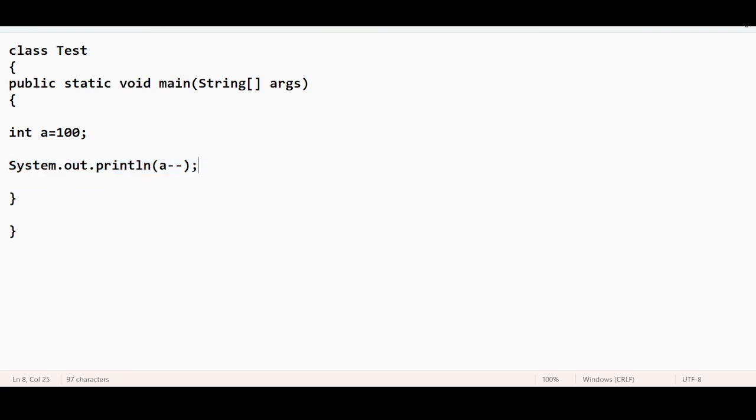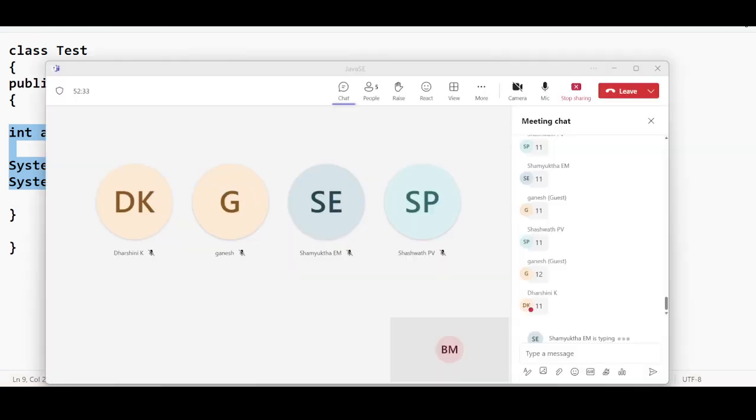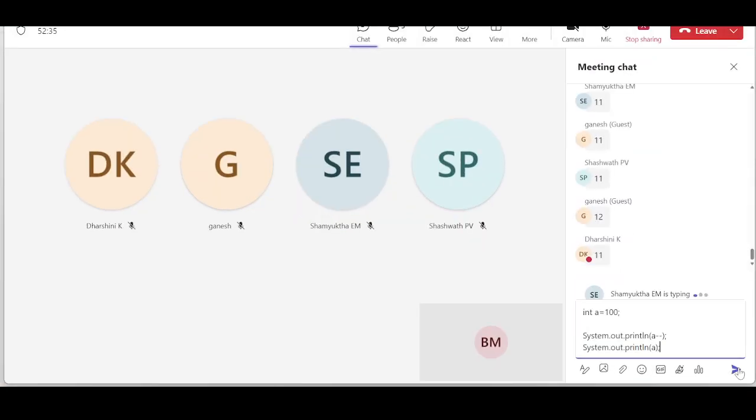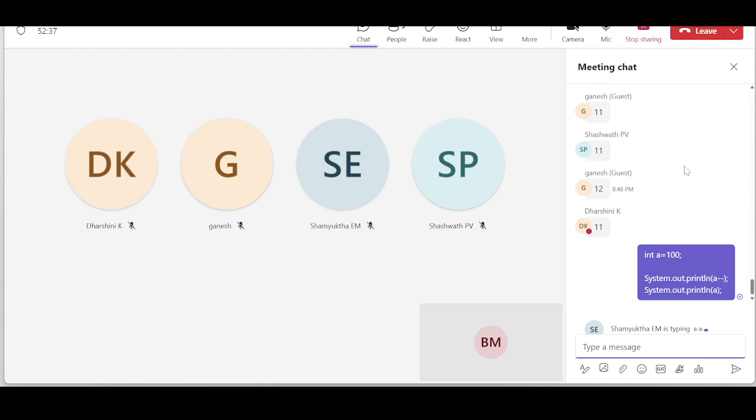Now you tell me. So this is the question. Think, take your time and tell me. I have used two print statements. Think and tell me, everyone.